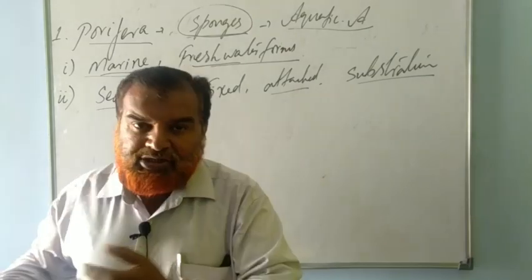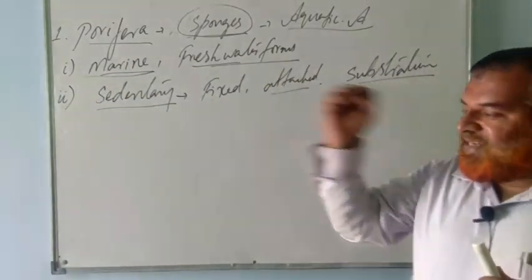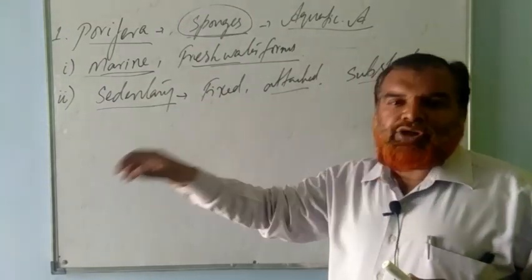Now this is locomotion. Clear? Now this is locomotion. What is it? Locomotion. But what is this? Movement. What is this? Movement. So plants also show movements.